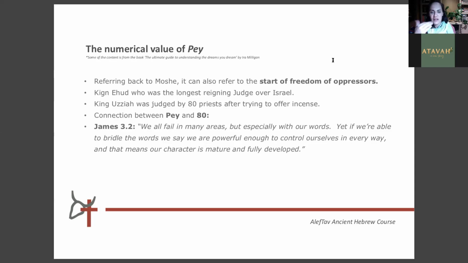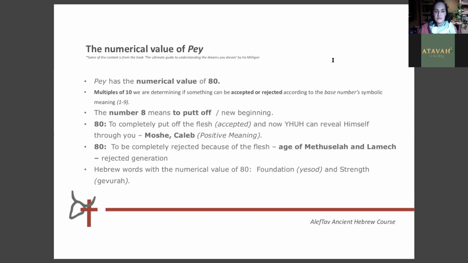The higher you go in the numbers, there are not as many examples as you will get with, for example, 12 and 7 and more of the familiar numbers. But it is interesting when you do get that number in the Bible to see how you can interpret it in the context. So as usual, I try to get a connection between the meaning of the letter pei, which we know means speak, word, mouth, or edge, and then the meaning of the number. So the number 80, we've now said, means to completely put off the flesh and be accepted.